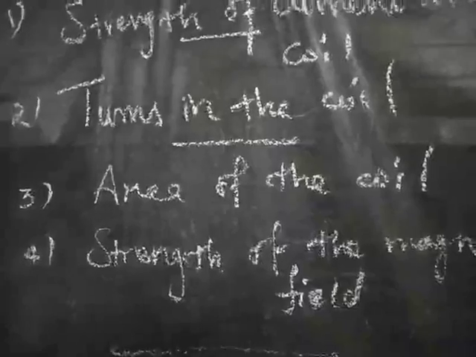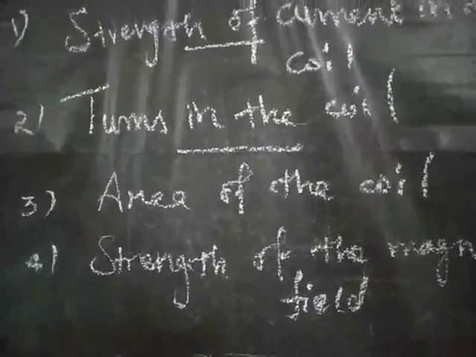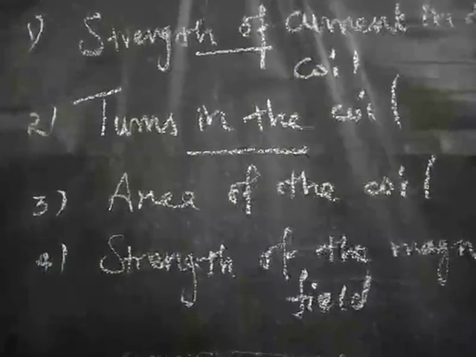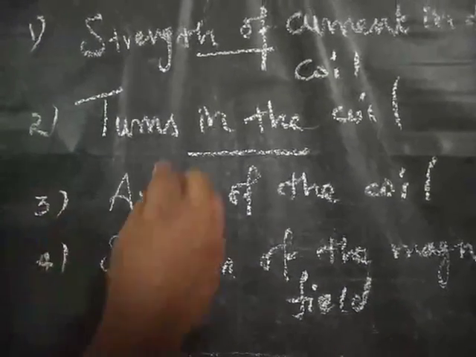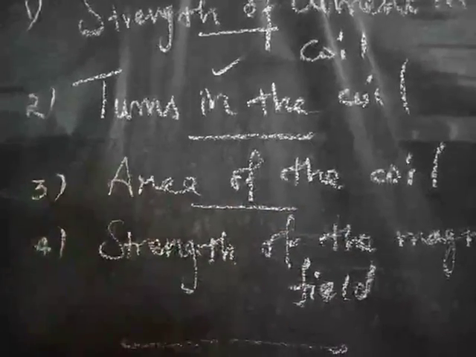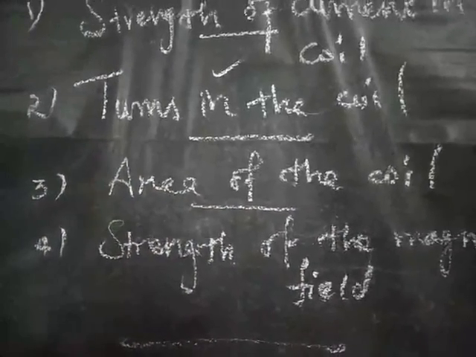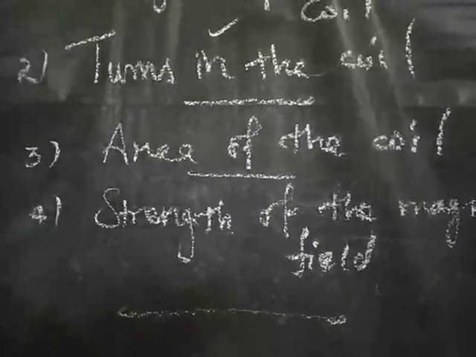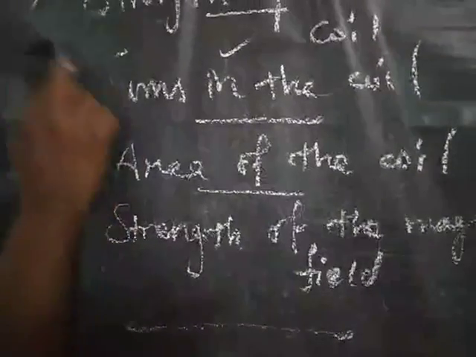Automatically the speed of rotation of the coil also increases. First, strength of the current in the coil. Second, turns in the coil. Third, area of the coil. Fourth, strength of the magnetic field. Next one, electromagnetic induction. What is meant by electromagnetic induction?